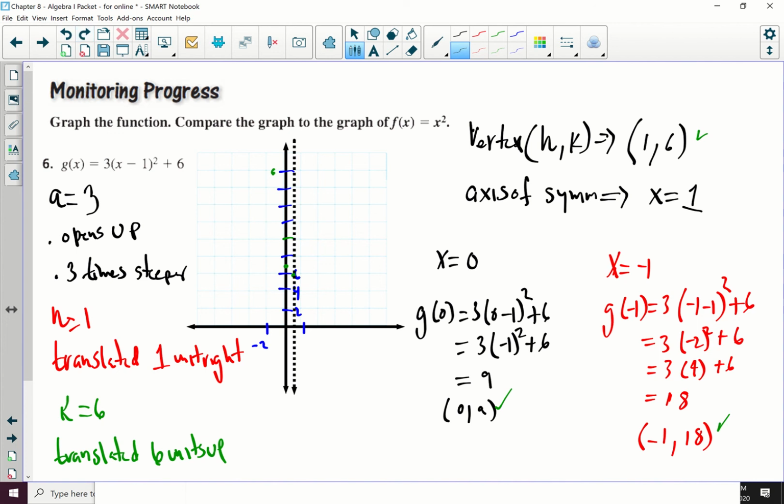Our first point, (0, 9), is 1 unit away on the left from our axis of symmetry, so we should go 1 unit right. Same thing with (negative 1, 18). That one is 2 units to the left of the axis of symmetry, so we should put another point 2 units on the right of the axis of symmetry. And then the only thing left to do is do our best to draw a smooth curve through all these 5 points. And again, yours will probably look a lot better than mine, but there it is.